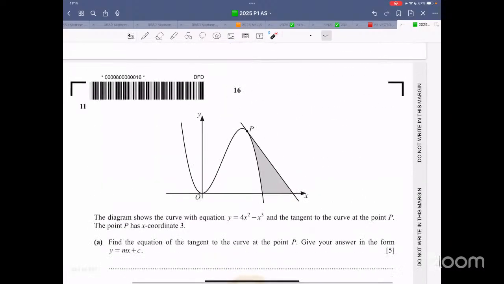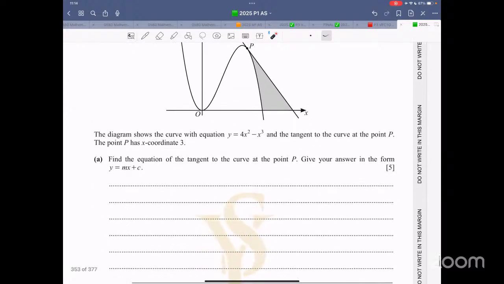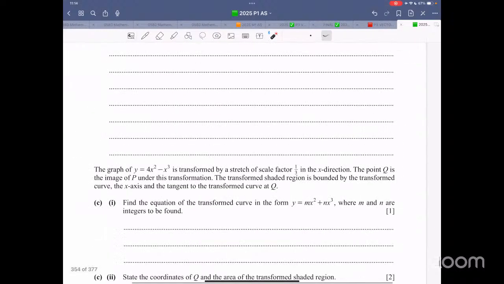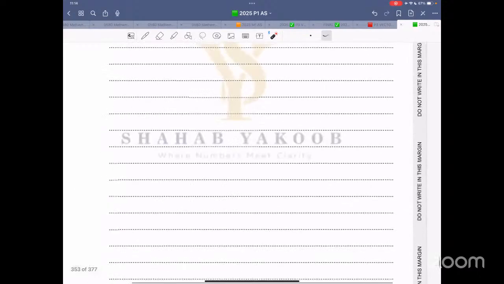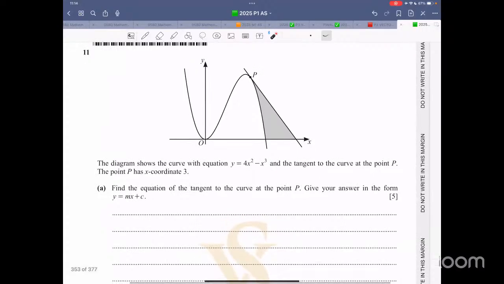So first, they asked about volume. Over here, they're asking about area. That is area under the line, area under the curve, and things like that. And then the graph is transformed in the direction and so on, 1 and 2, 3 marks. So it's good that they have asked about transformation at the very, very end. So now let's get started with this thing.